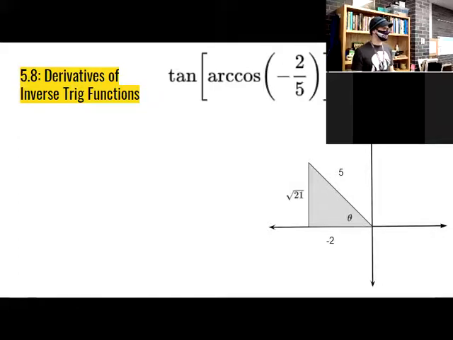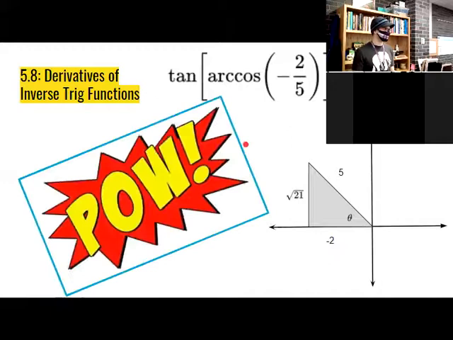And now that I have that, tangent of arc cosine of -2/5, pow! I really enjoyed putting the pow in there, like a lot, is square root of 21 over -2. So you're gonna have maybe 2 or 3 problems in the practice for this lesson where we have to do something like this. Draw the triangle of the interior thing first, label the triangle, and then find the ratio you're looking for.